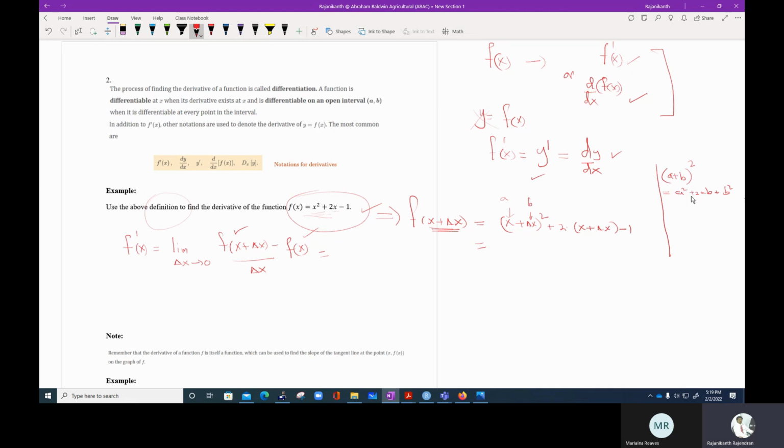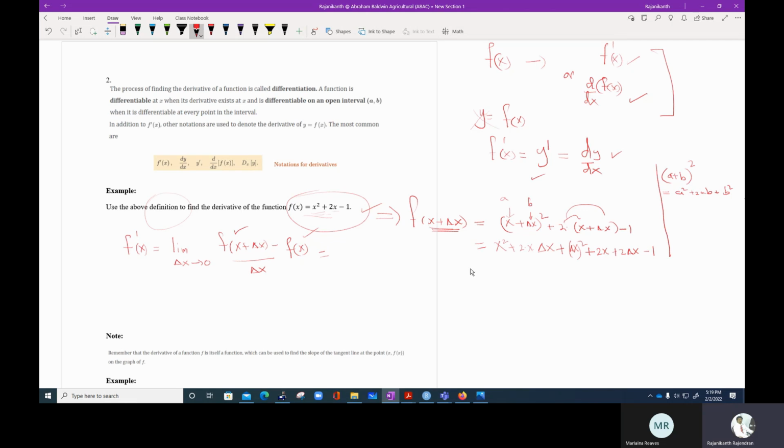So I'm using this complete square formula. If you use this formula, a squared is x squared, plus 2 times ab, right? Now a is x, b is delta x. Then plus b squared, b is now delta x, so you have to put delta x squared. Then you have to simplify this part as well. Distribute 2 inside, so you will get plus 2x, plus 2 times delta x is plus 2 delta x. Then subtract 1.